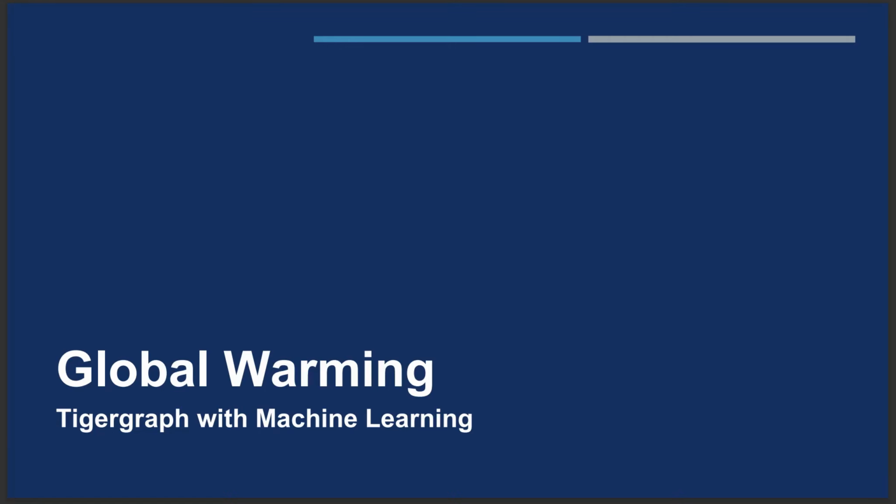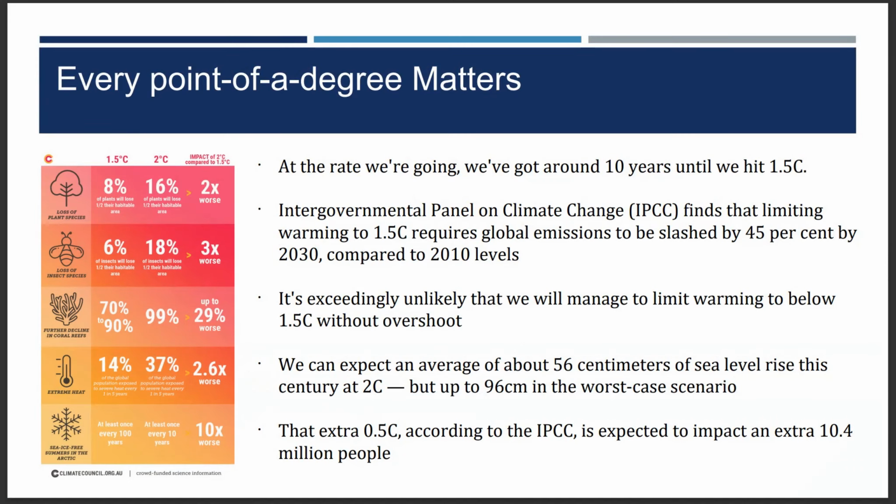Our project is global warming, TigerGraph with machine learning. Every point of degree matters. At the rate we are going, we've got around 10 years until we hit 1.5 degrees.